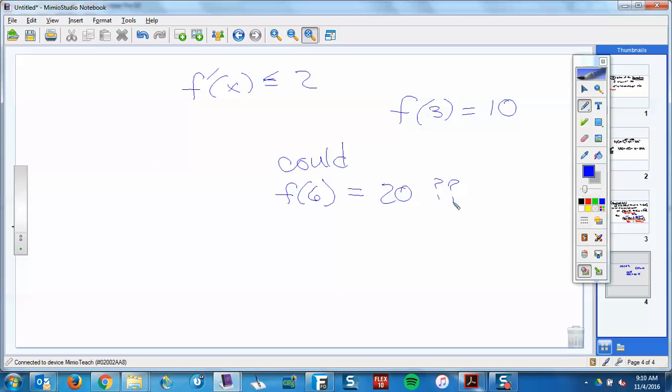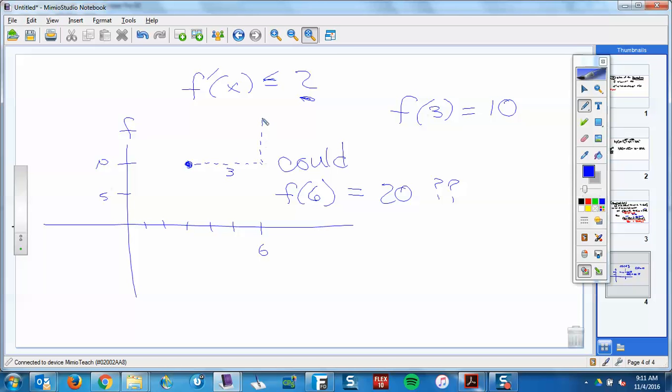No. Now let's do it in terms of slope. I want you to get to the point where you drew this problem this way. You say, okay, I'm going to draw an f graph. F of 3 equals 10. Here is 5, here is 10, and here I am at the point 3, 10. Now, they want to know 4, 5, and 6. Where could I be? The most my slope is 2, right? So if I go over to 6, I just went over 3. If my max slope is 2, what's the most I can go up?